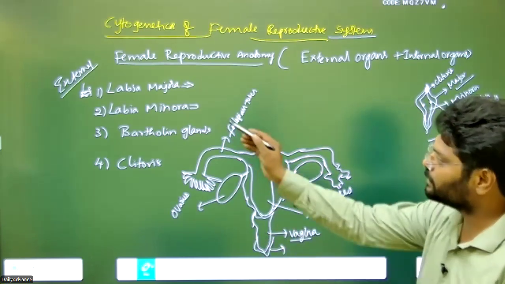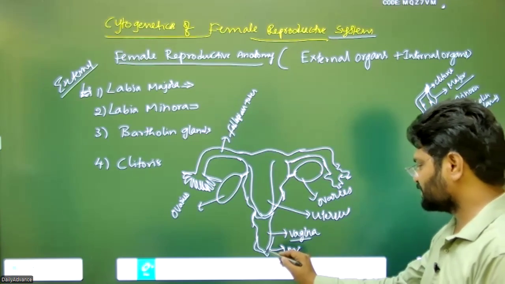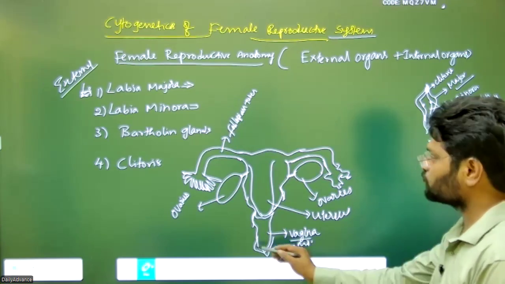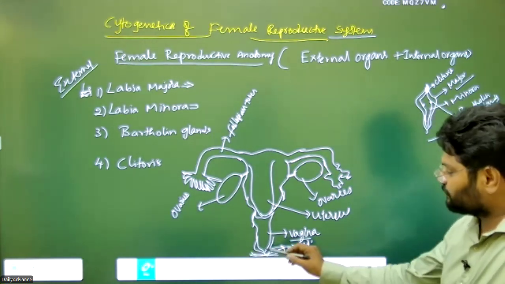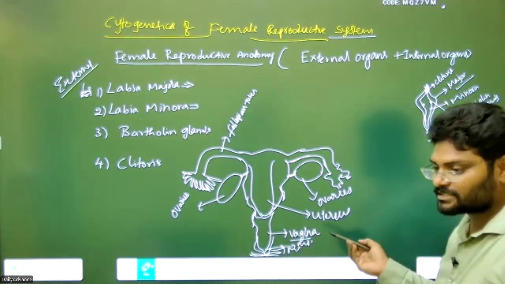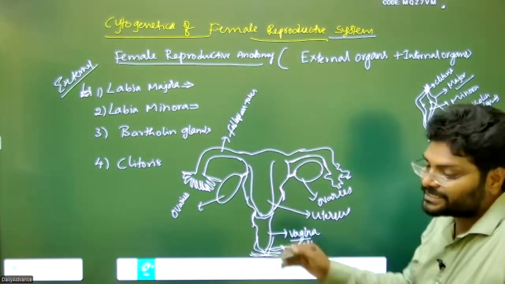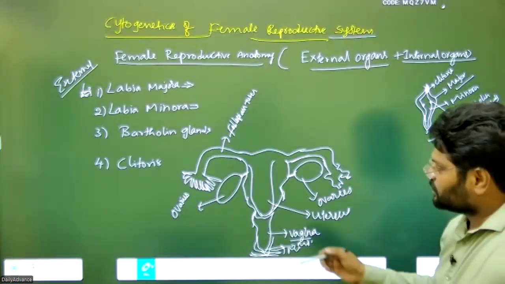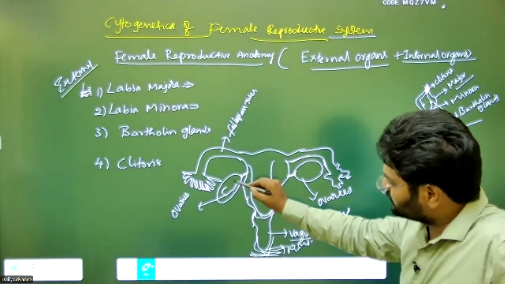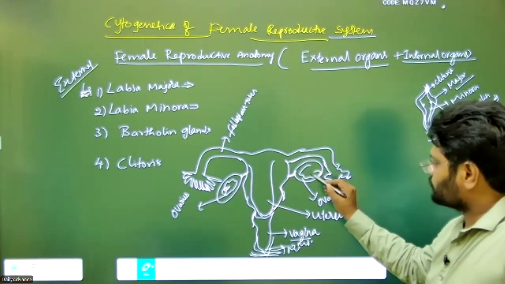Labia majora and, inside, labia minora, Bartholin glands and clitoris, everything is present outside. This is the tip portion that is externally visible, and these are all the internal organs. External organs of the female, internal organs of the female. The ovaries contain so many ova.